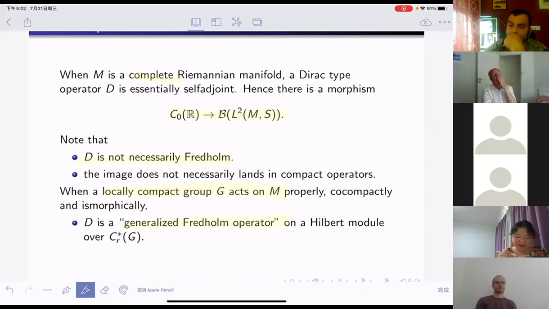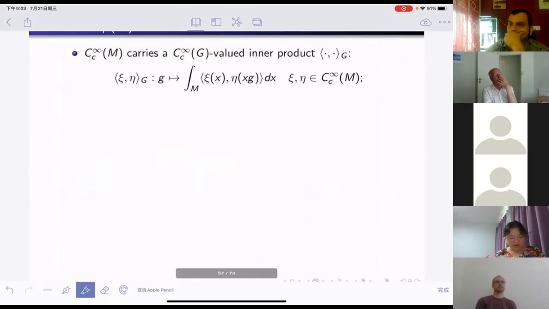So one can think of this as partitioning the space into a family, where on each fiber of the family D is a Fredholm operator. So it's a family version of Fredholm operators. But to be able to define that, I need to talk about the Hilbert module coming from the action on the manifold.